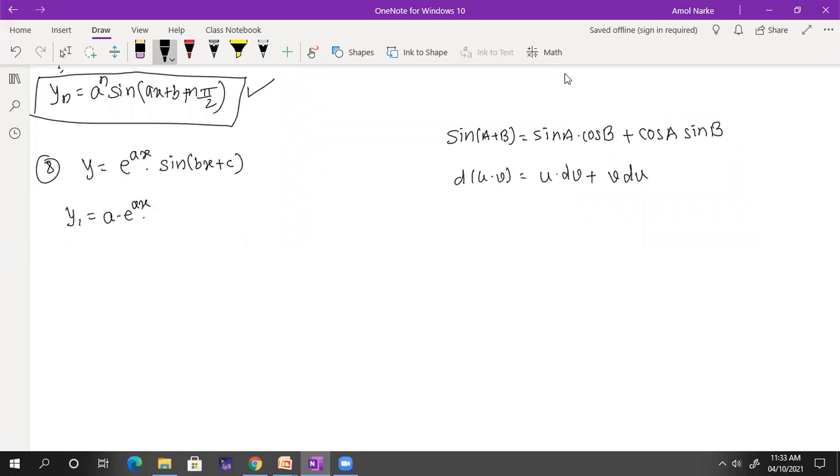Differentiation of e raised to x, then sine as it is, so sine bx plus c as it is. Then we have plus the second term as it is, first term as it is, e raised to x as it is, and differentiation of sine. What is differentiation of sine? Cos bx plus c. So first I differentiate the first term, second term as it is, then first term as it is, differentiation of the second. Okay.